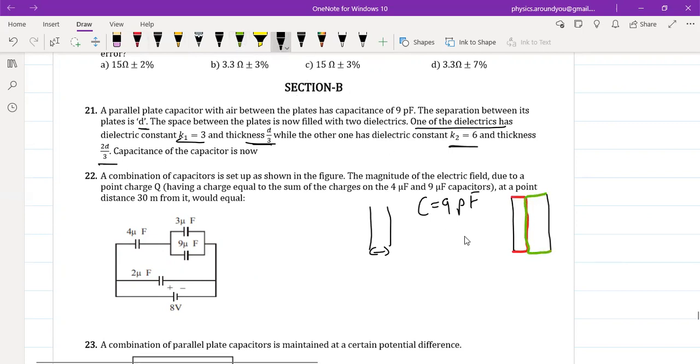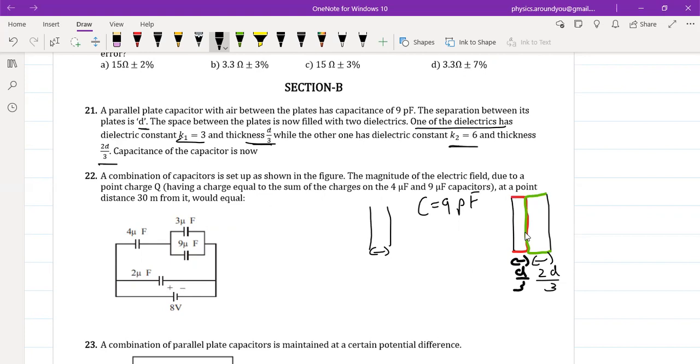The first dielectric has a thickness of D by 3. What should be the second dielectric thickness? It should be D minus D by 3. It should be 2D by 3, of course, right? D by 3 and 2D by 3. They would have made this even more complicated by not giving you 2D by 3. It would have been two dielectrics and air, but no, they have not made that.